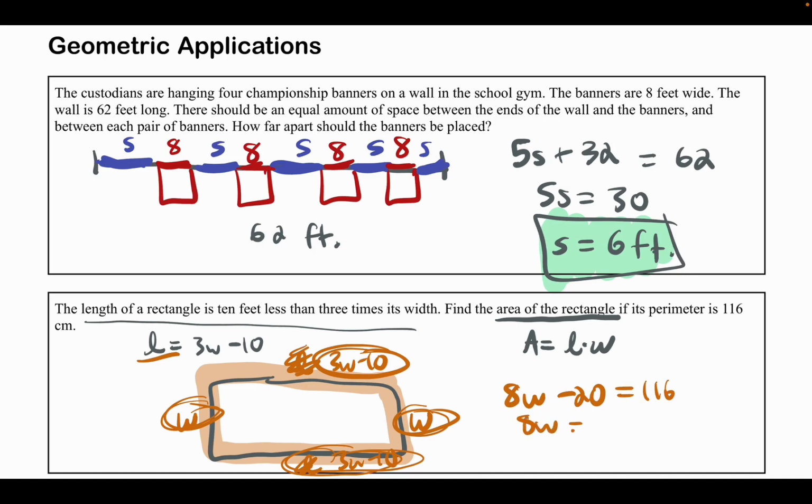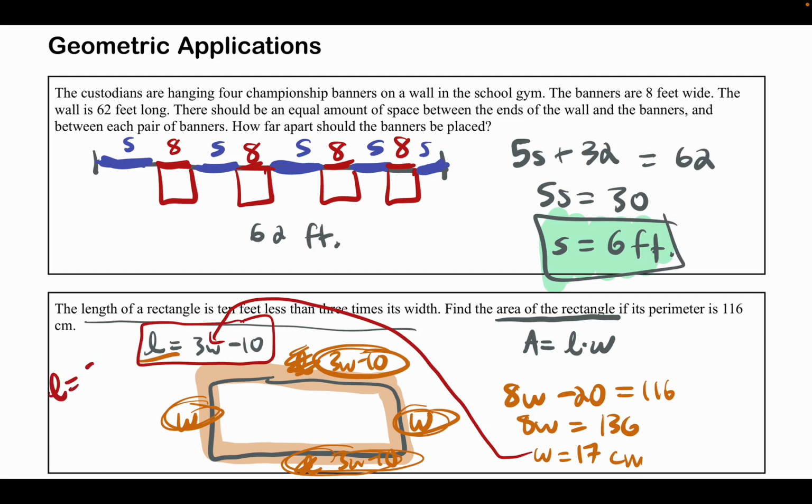So by adding 20 to both sides of that equation, we get that 8w is equal to 136, and then we can divide both sides by 8, and we obtain that the width has to be 17 centimeters for that rectangle. So once we have that width, of course, we can substitute w into this identity that we have right here. So if we triple 17 and we subtract 10 from it, what that gives us is that the length would be 41 centimeters.